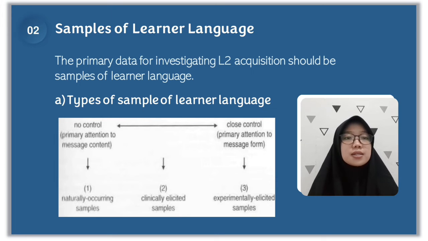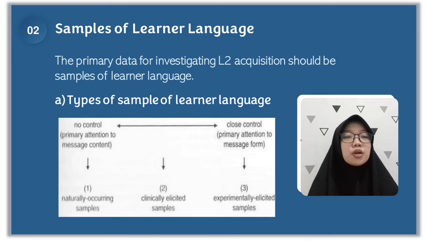And a key factor is the nature of the sample, which depends crucially on how the sample is collected. And we will distinguish three principal methods for collecting data and correspondingly three types of production data. The first method consists of obtaining samples of naturally occurring language use.